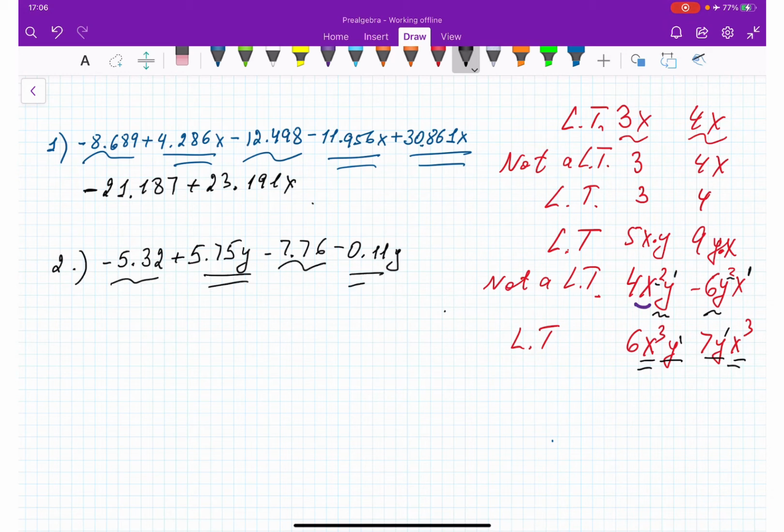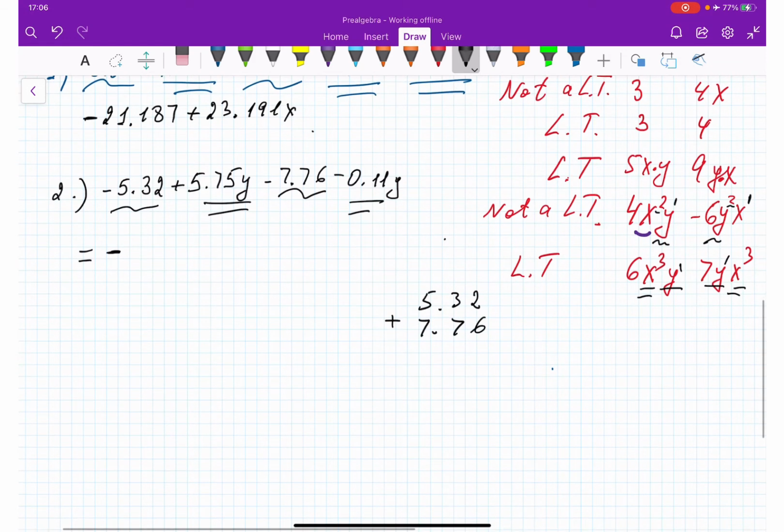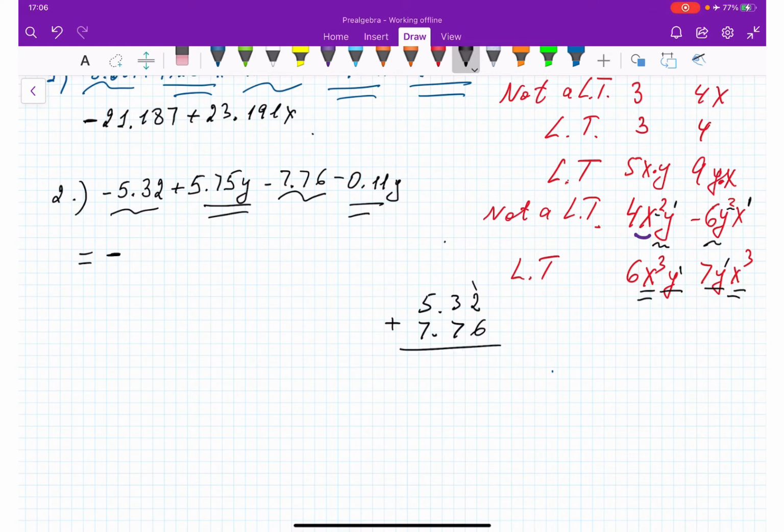This is with y, this is with y. Well, let's see what's going to happen. So, negative 5.32 and negative 7.76. The result is going to be negative, but we are going to add them. 5.32 and 7.76. So let's add. 2 plus 6 is 8, 3 plus 7 is 10, 1 in mind. 5 plus 7, 12, and this one will be 13. So negative 13.08.